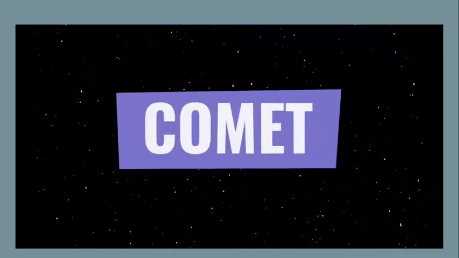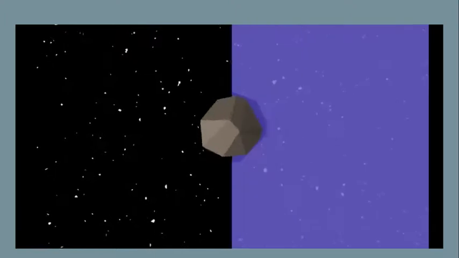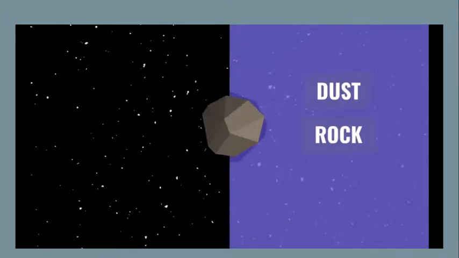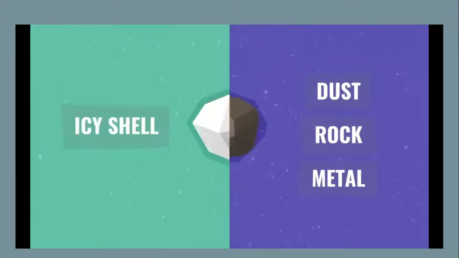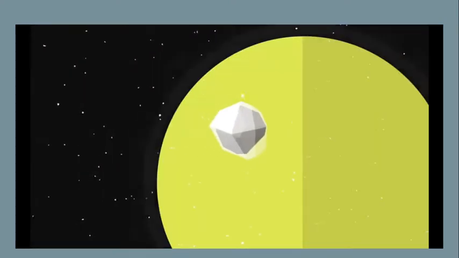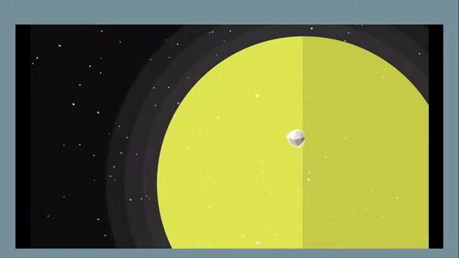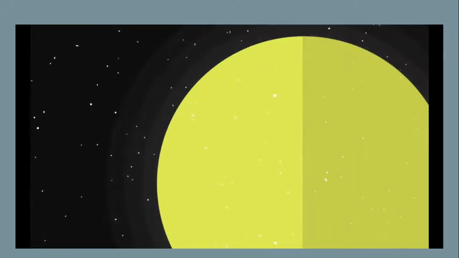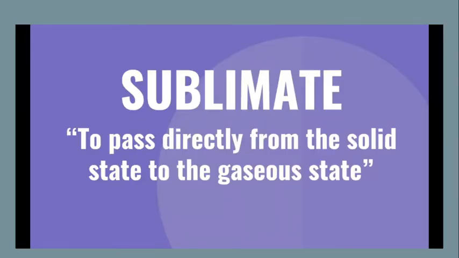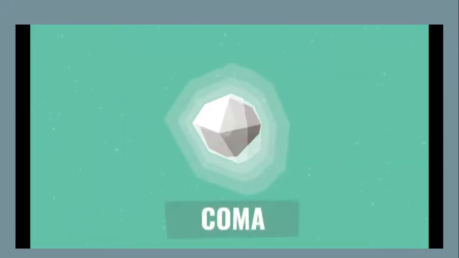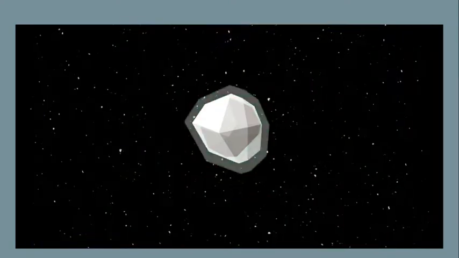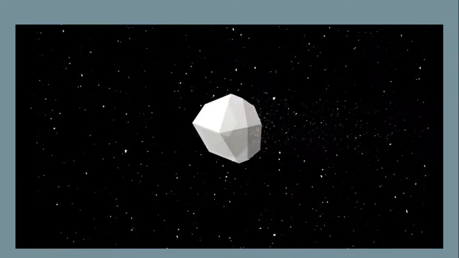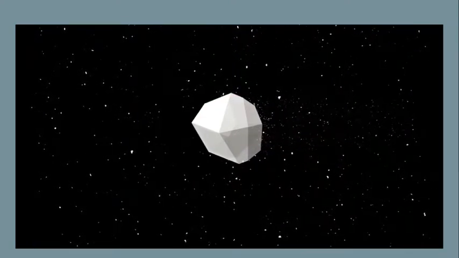Let's start with comets. Comets are basically big balls of dust, rock, and metals, surrounded by a thick, icy shell orbiting our sun. And when comets get too close to something hot, like the sun, their ice sublimates, or goes instantly from a solid to a gas. This creates a halo-like glow around the comet, called the coma. And our sun's strong solar winds blow the coma back, giving the comet their infamous tail.